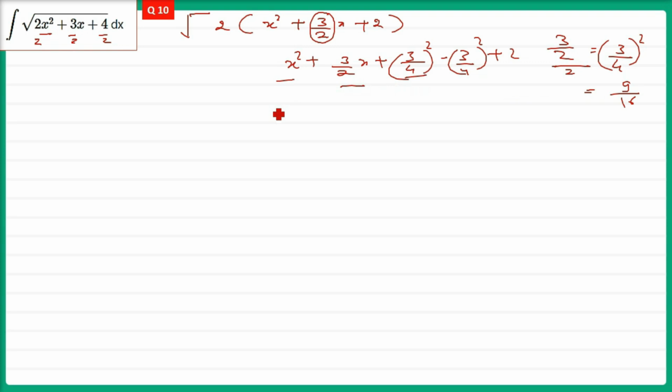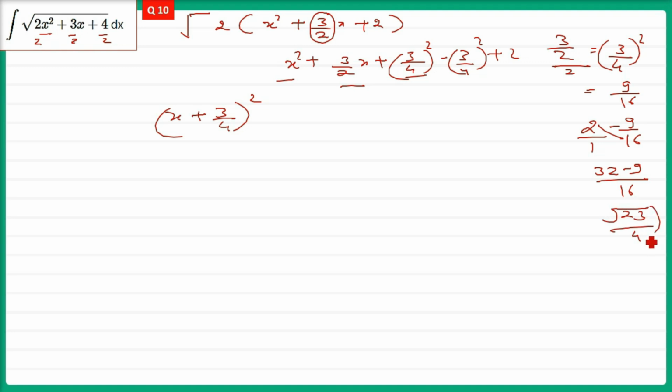And this is a square plus b square plus 2ab, so this is simply x plus 3 by 4 whole square. Now remaining is 2 minus 3 by 4 whole square, so 2 minus 9 by 16. It will be 16 twos are 32, 32 minus 9 divided by 16. So this is going to be 23, so 23 by 16 will come.